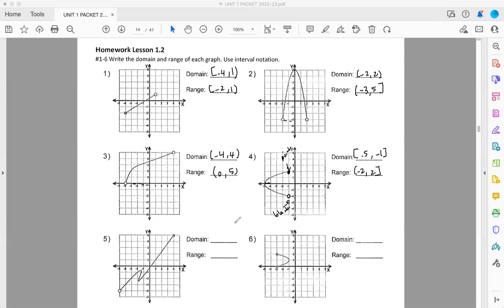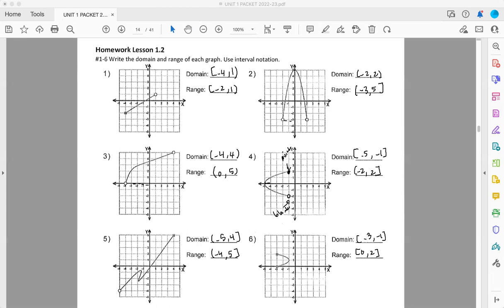Number 5, the domain is -5 open, comma 4 bracket. And the range is, the lowest point is -4, not included. And the highest point is 5 included. And lastly, for number 6, for domain and range, how far left? -3 included, comma -1 also included. Low to high, the lowest is on the x-axis, which means y equals 0. So 0 all the way up to 2 brackets.